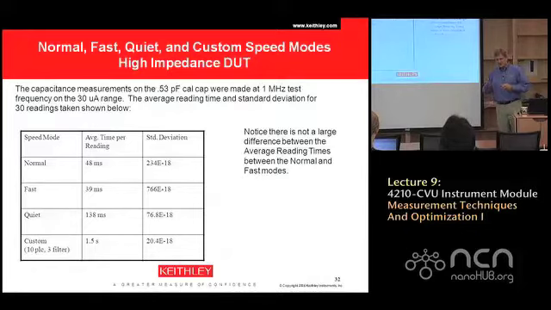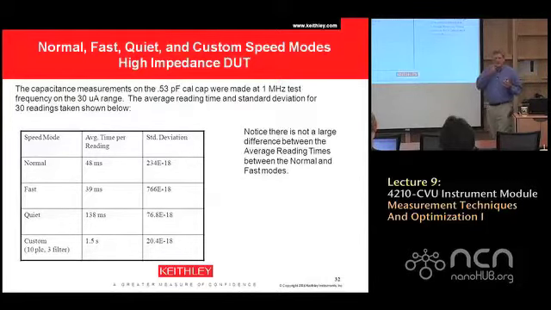Now there's a reason for that. There's some overhead that is not directly related to the instrument aperture. So in this particular case, fast is really not that much faster, but it gives us significantly more noise. Quiet is only a little bit slower, but it's quite a bit lower in noise, only 76 attofarads of noise. And here, the custom, which took 1.5 seconds per point, is all the way down to 20 attofarads of noise on a 500 femtofarad capacitor.